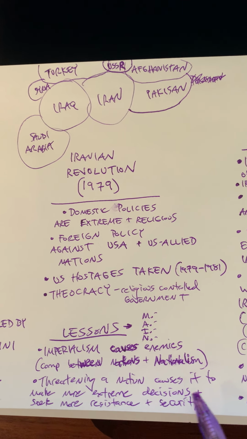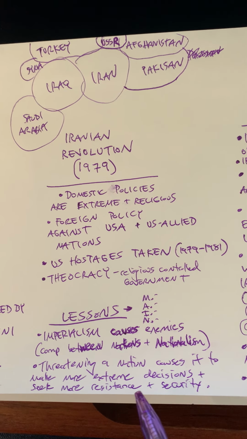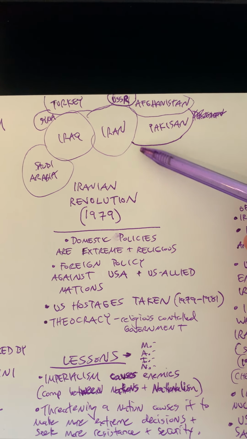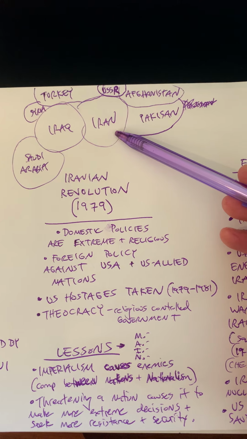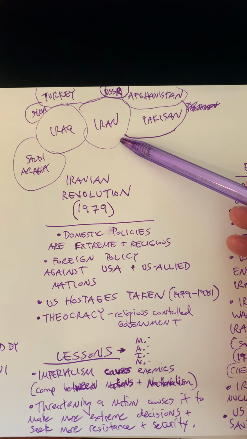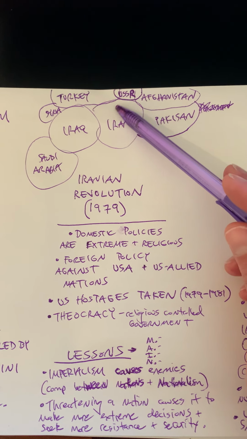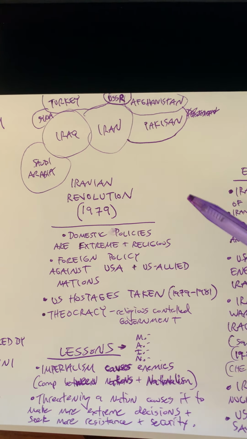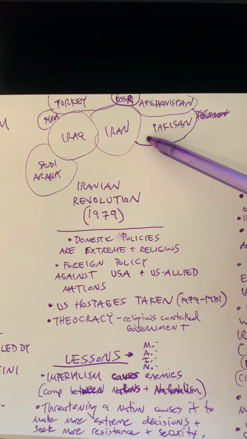Threatening a nation causes it to make more extreme decisions and seek more resistance and security. And so while there is a time for war, sometimes a threat or the use of force will create more violence and a cycle of violence. And we've seen that especially in the conflict between the US and Iran, where it's back and forth and back and forth. And Iran feels like they're in a corner.